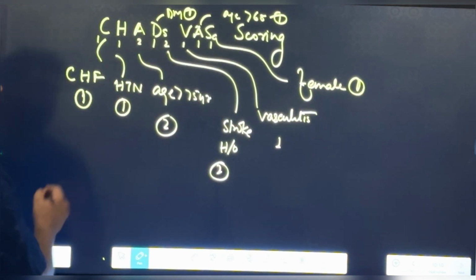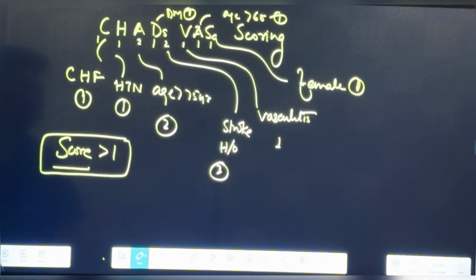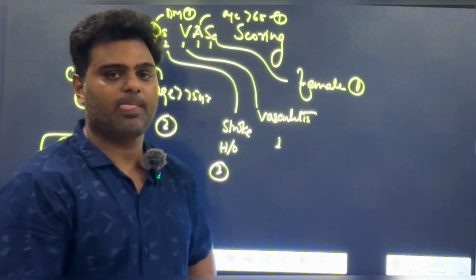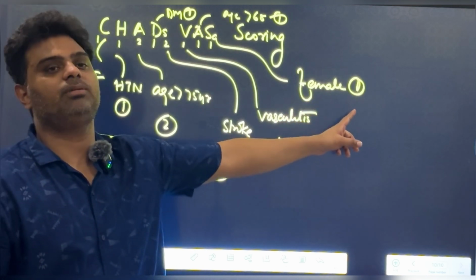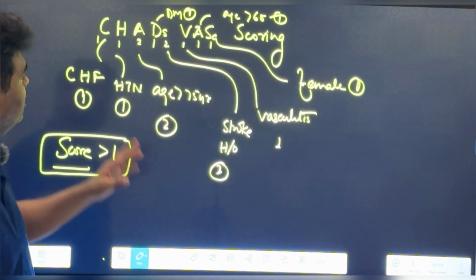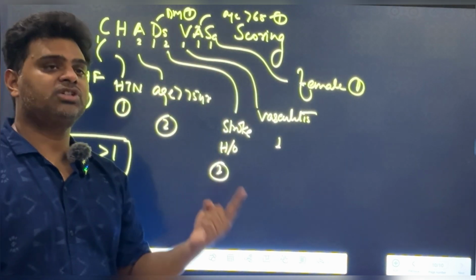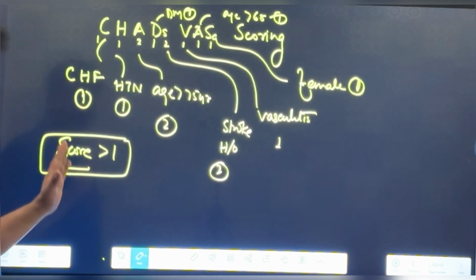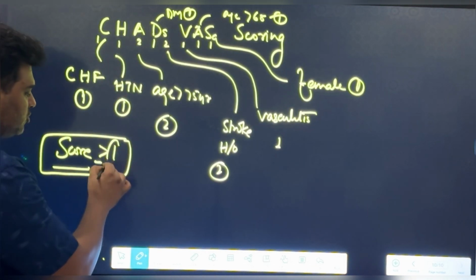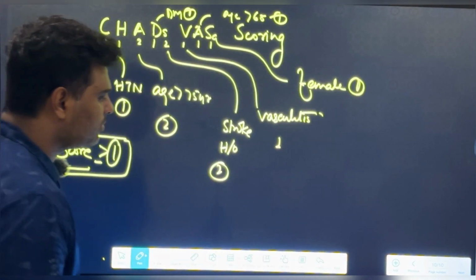So anybody who has a score of more than or equal to 1 will be given an anticoagulant. But please remember that a score of 1 should not come just from being female. For example, if there is a female who doesn't have anything else, and the 1 point is coming just because she is a female, then that will not be considered. The point should be more than or equal to 1, but this 1 should not come from the lady being just female. Now you understand to whom you have to give anticoagulant.